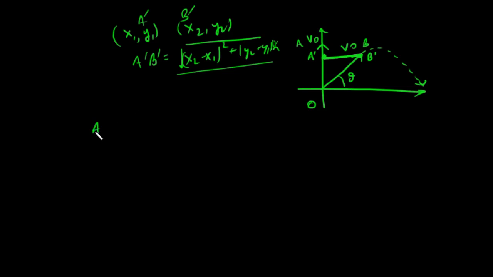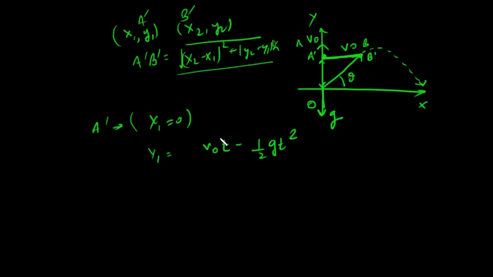For example, for A dash, since the body is thrown vertically up, this is along the y-axis and this is the x-axis. So the body is along the y-axis, so I am assuming this x1 to be 0, since along the y-axis the x coordinate is always 0. What will be the y coordinate? You see, y will be the distance ascended upwards. Since it is thrown with a velocity v0, we can use the second equation of motion, which will be y equal to v0 t minus half g t square, as there is a downward acceleration of g. So this will be the distance.